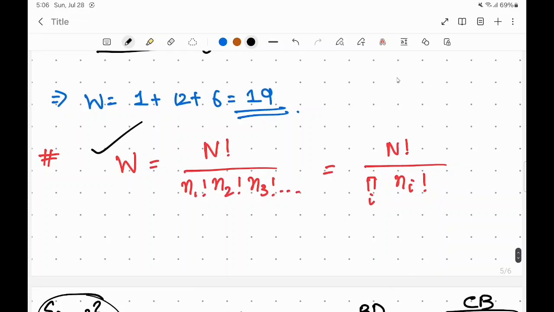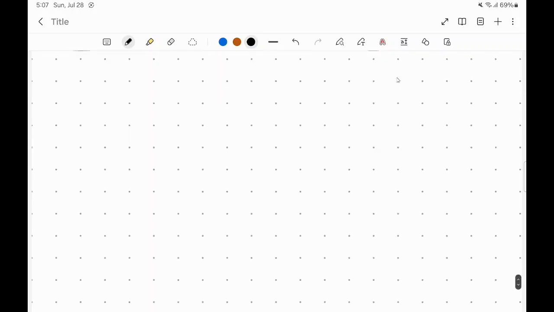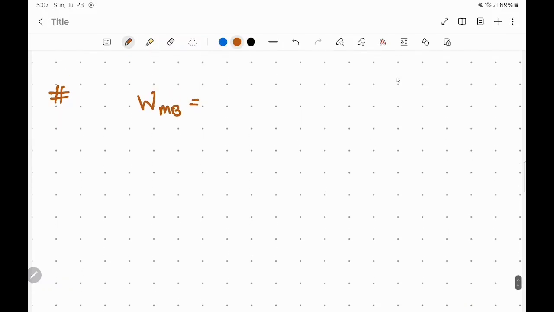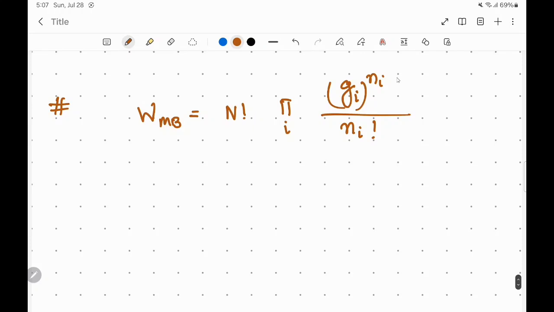This formula is valid until there is no degeneracy. If there is a degeneracy, you have to consider that degeneracy as well. Till now, in all the examples we have discussed in the class, there was no degeneracy. That's why the formula was correct. But when the degeneracy appears, we have to modify the formula slightly. That W Maxwell-Boltzmann will be clearly N factorial, product over i, g_i to the power N_i divided by N_i factorial. This is our formula when there is an orientation.